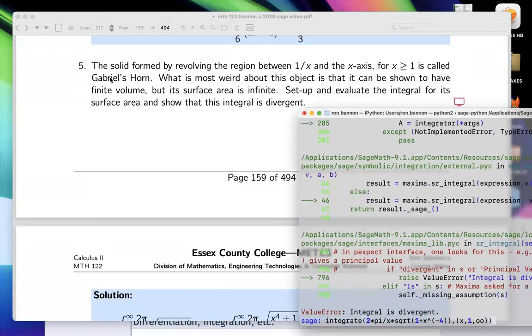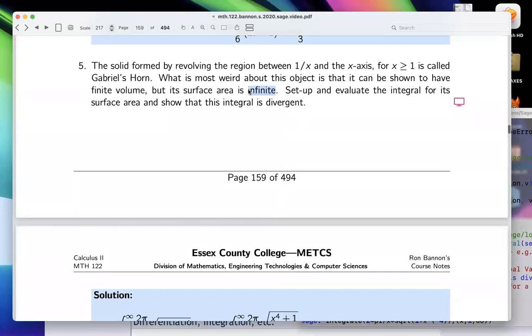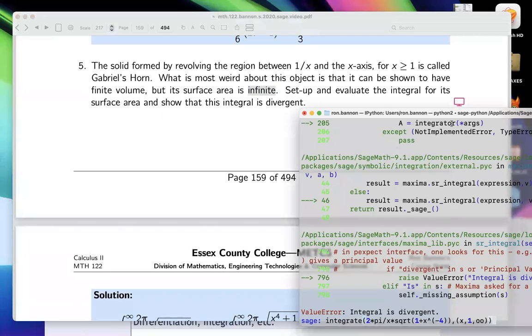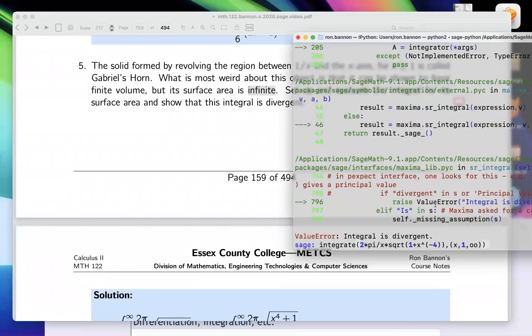Let me read that to you. It says, the solid formed by revolving the region is called Gabriel's horn. What's weird about this object is it can be shown to have finite volume, but the surface area is infinite. Set up and evaluate an integral for the surface area. Well, what do I know about the surface area? I know it's infinite. So again, this might have thrown you for a shock. It says it's divergent. What do you mean? That integral's blowing up.